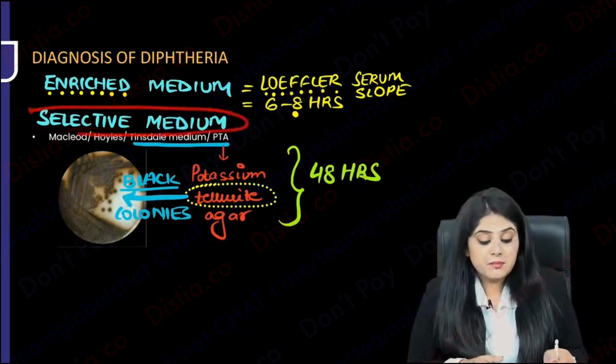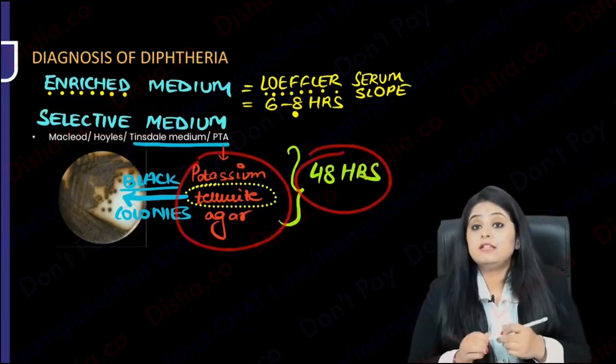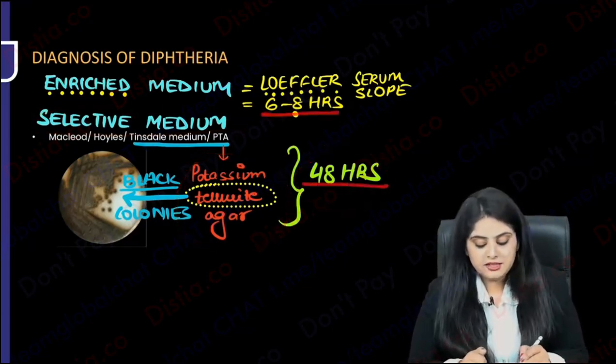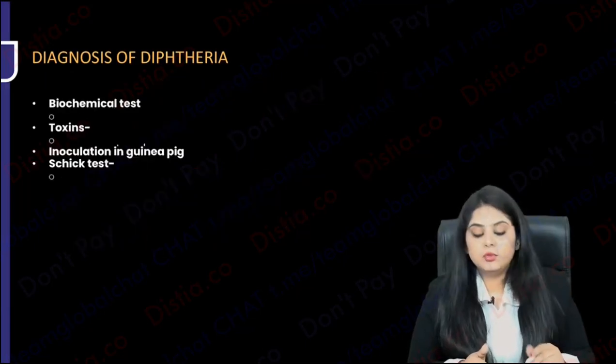So if they ask you which is the best media for the growth, then you will say potassium tellurite agar, although it takes 48 hours. So that takes 8 hours, this takes 48 hours. Ho gaya, diagnosis ho gaya. Now some minor tests are left. 4 things that you have to know more.